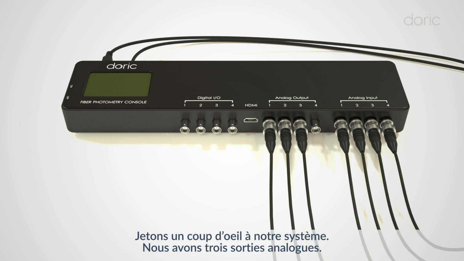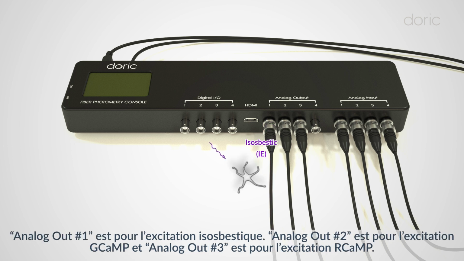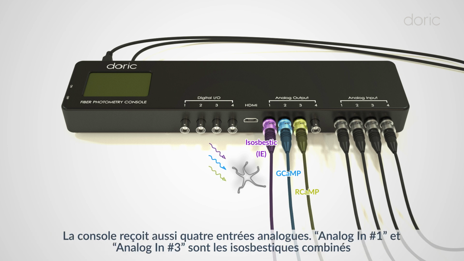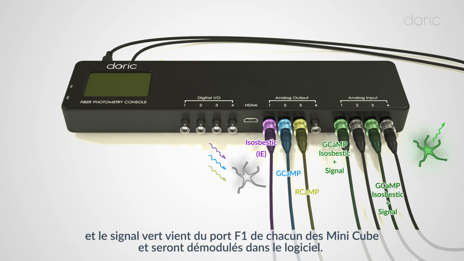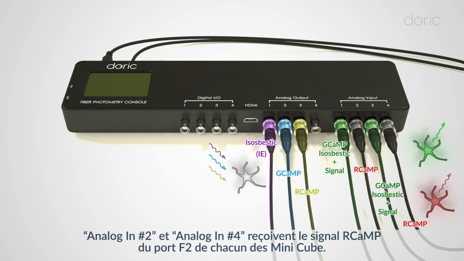We have three analog outputs. Analog out 1 is for the isosbestic excitation, analog out 2 is for GCaMP-like excitation, and analog out 3 is for RCaMP-like excitation. The console also receives four analog inputs. Analog in 1 and analog in 3 are the combined isosbestic and green signals from the F1 port of each minicube and will be demodulated within the software. Analog in 2 and analog in 4 receive the RCaMP-like signals from the F2 port of each minicube.